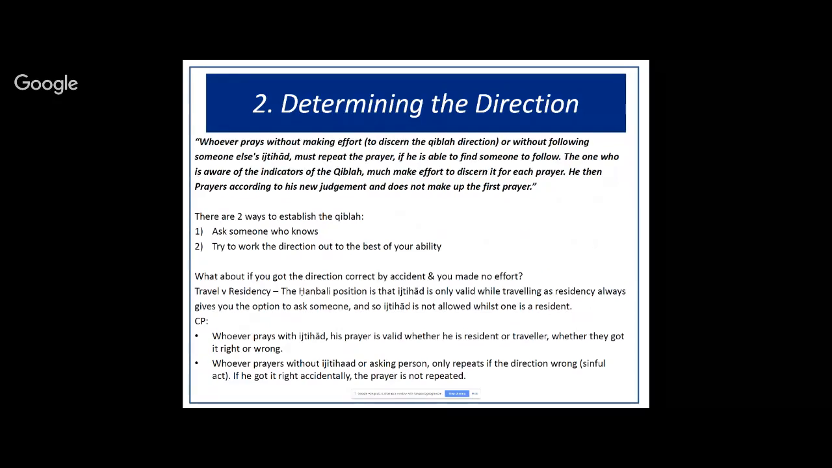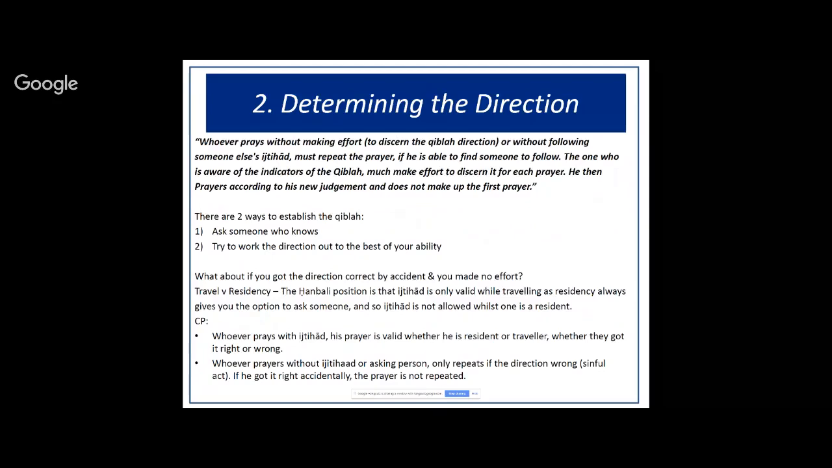Whoever prays without making efforts to discern where the qibla is, or without following someone else's ijtihad, they must repeat the prayer if they were able to find someone to follow. The one who is aware of the indicators of the qibla must make effort to discern it for each prayer. He then prays according to his new judgment and does not make up the first prayer. So there are two ways to establish the qibla. Essentially, the simplest ways are, number one, ask someone who knows, and number two, make your best effort, do your ijtihad based on the methods we discussed in the last slide.